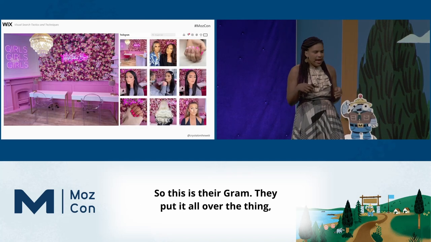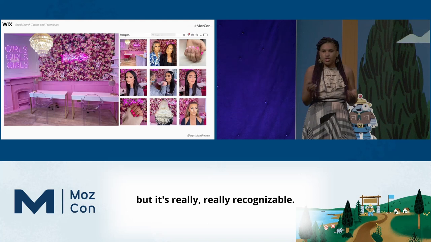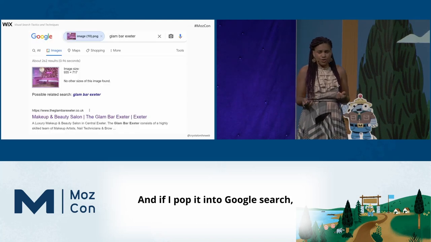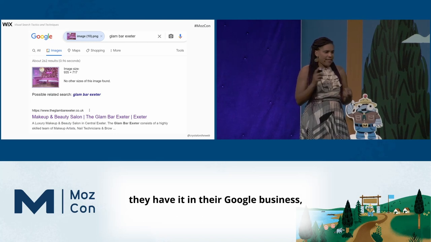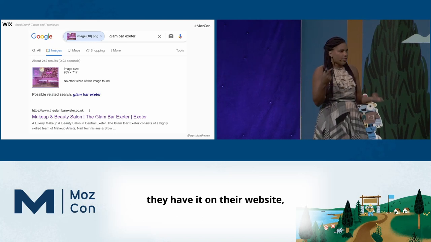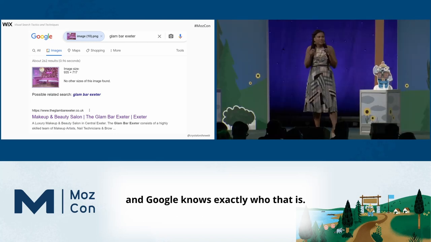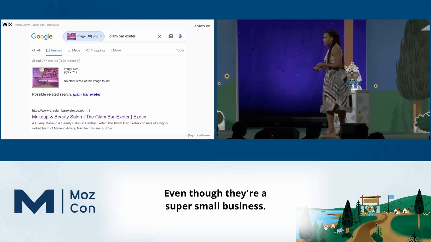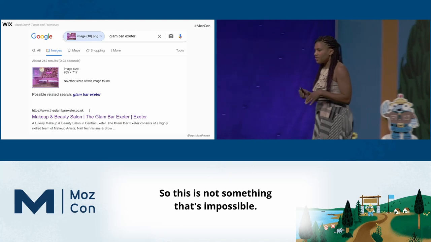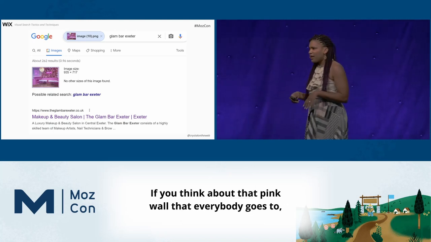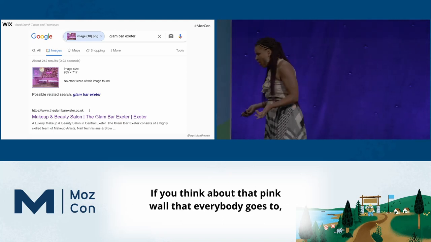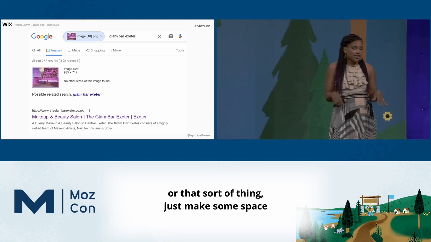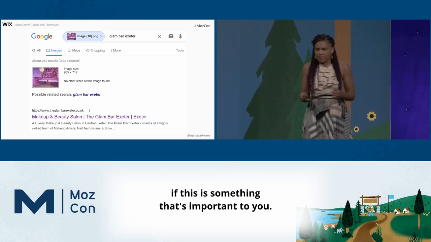So this is their gram. They put it all over the thing. But it's really, really recognizable. And if I pop it into Google search, even though it's a super small business, they have it in their Google business, they have it on their website, they have it on their Instagram, and Google knows exactly who that is, even though they're a super small business. So this is not something that's impossible. It doesn't have to be super expensive. If you think about that pink wall that everybody goes to, or when people paint wings on the wall or that sort of thing, just make some space if this is something that's important to you.